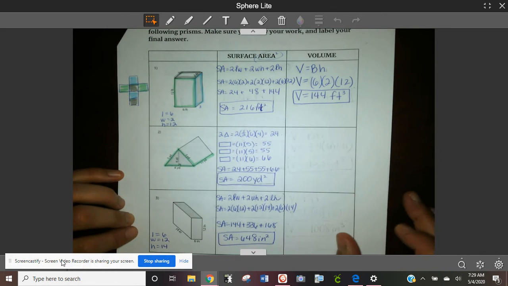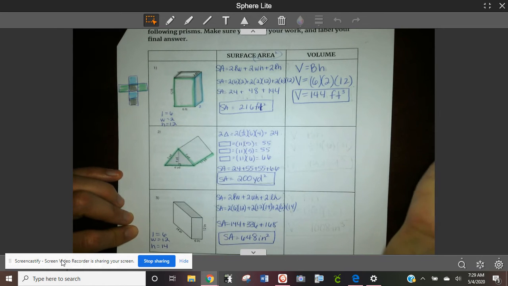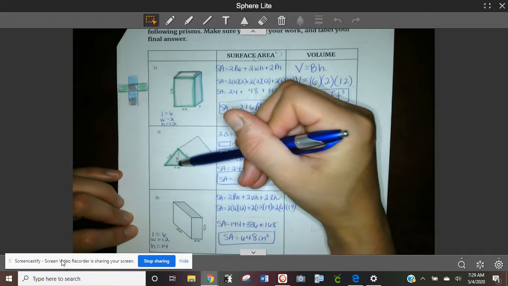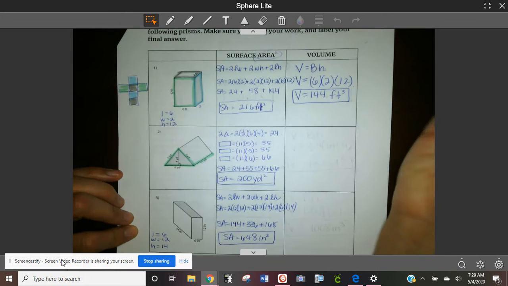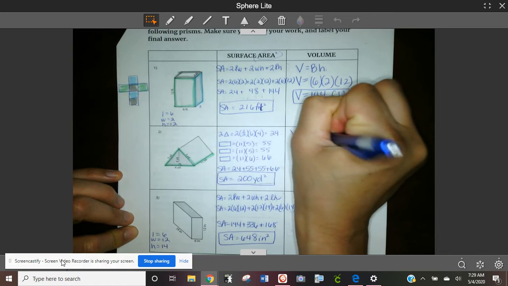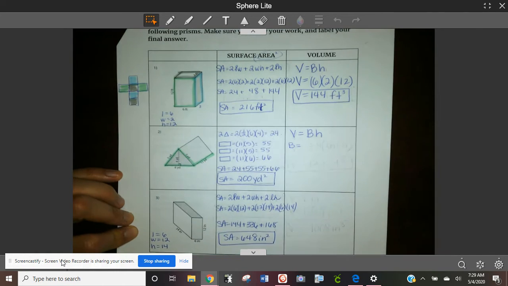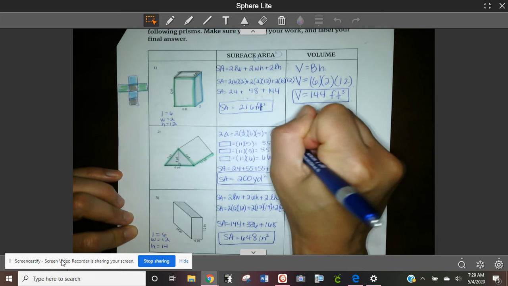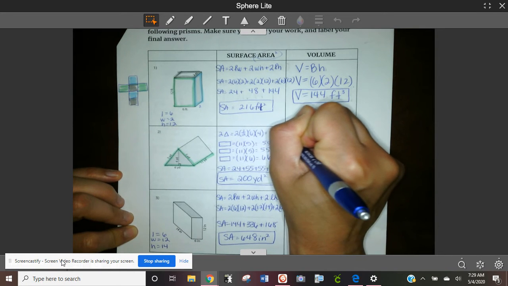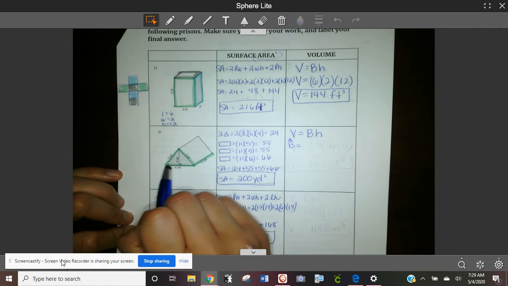Okay. Now for a triangular prism, this is exactly the same, but we have to be careful and pick the correct height for the triangle. Okay. So V equals capital B times H. So first, let's find what B is. Okay. So B is always going to be a triangle. Okay. B is our triangle base.